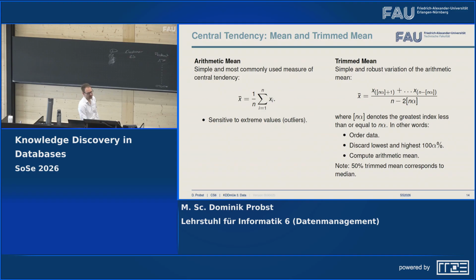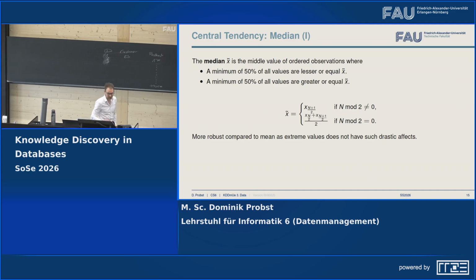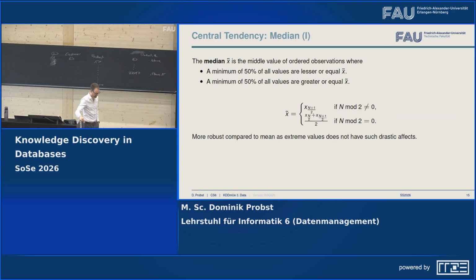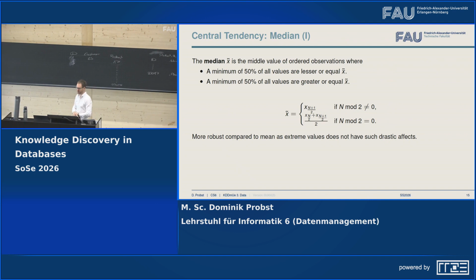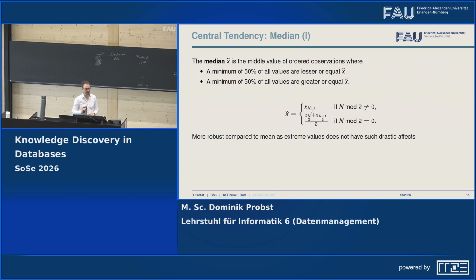Very important, if we are talking about a 50% trimmed mean, so we cut off 50% of each side, then we are ending up at the median. The median is the next central tendency measure we are talking about. While the mean is determined by a calculation, so adding up all values and dividing them through the number of values we have at hand, the median is about how many values are above and below a certain value.